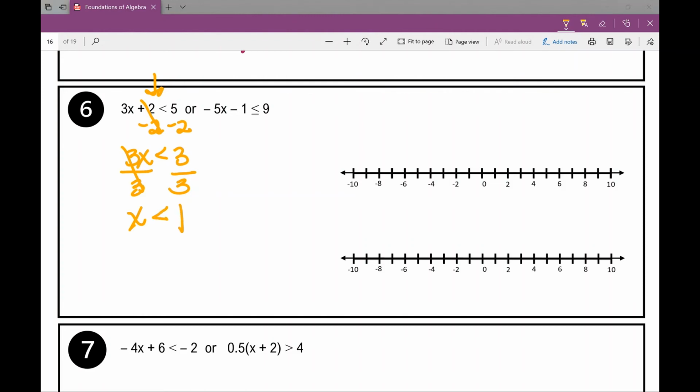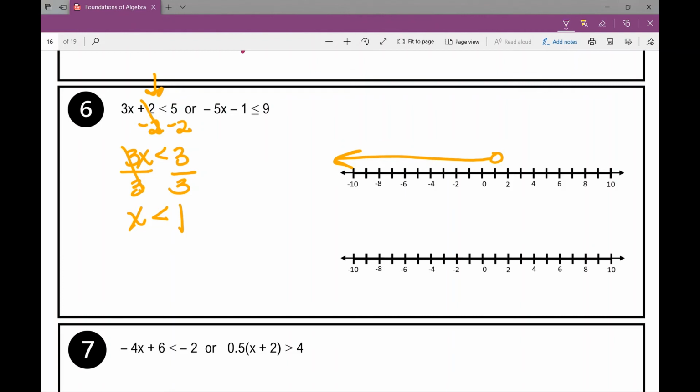So let's graph that on this top number line first. X is less than 1. Open dot or closed dot at 1? Open dot. Which way do I shade? To the left. Let's solve this other simple inequality.